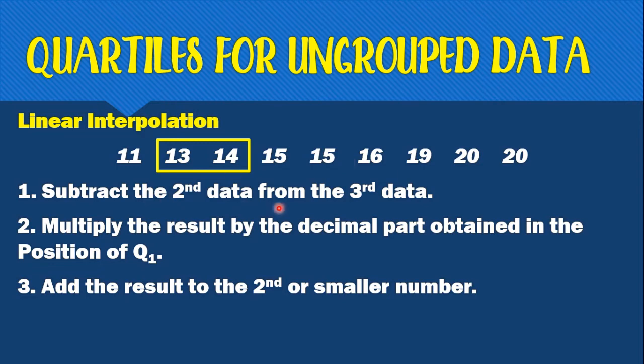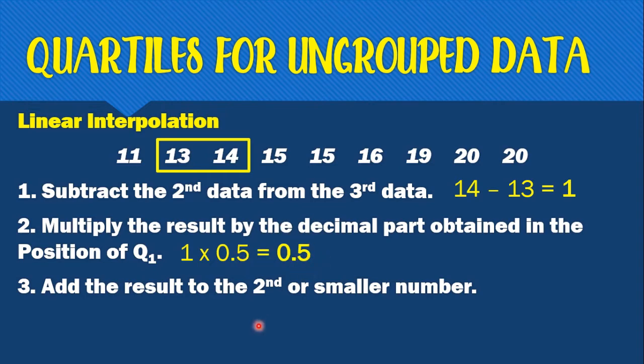So subtracting these two numbers, we have 14 minus 13 is equal to 1. Multiply the result by the decimal part obtained in the position of Q sub 1. A while ago, we obtained 2.5. The decimal part of that is 0.5. So the result in number 1 here is 1. And then we multiply 1 by the decimal part, which is 0.5. So we have 1 times 0.5 is equal to 0.5.